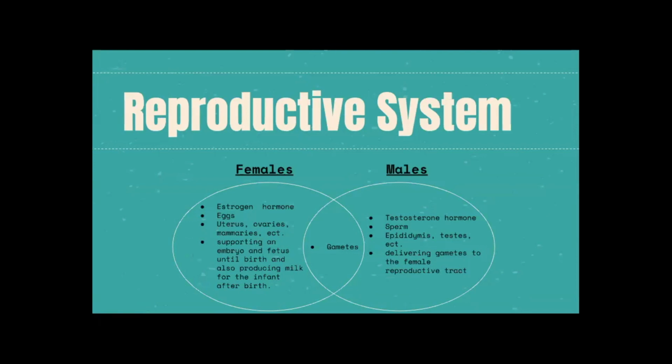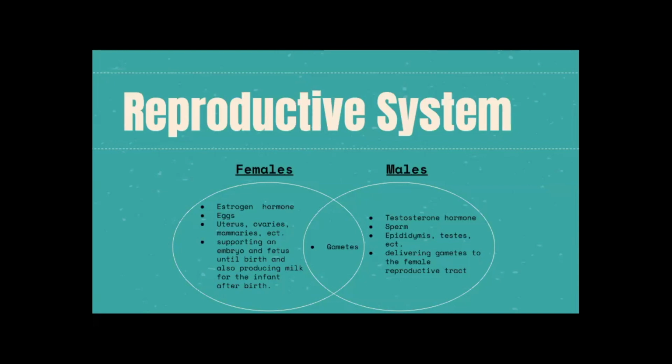Both the female and male reproductive systems consist of gametes, which are basically the sex cells. In females, those are called eggs, and in males, sperm. The main hormone we're going to talk about is estrogen in females, and in males, it's testosterone. In females, we have different organs such as the uterus, ovaries, and mammaries. In males, we have the epididymis, testes, and other organs.